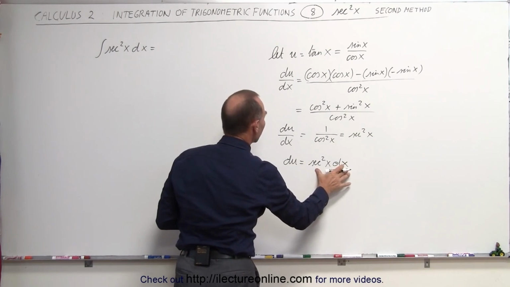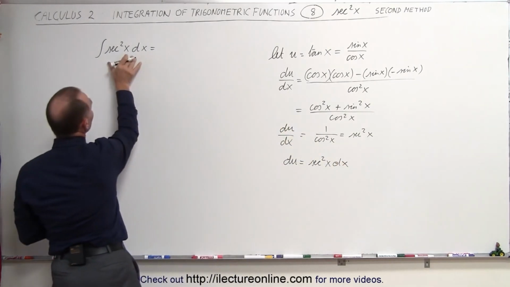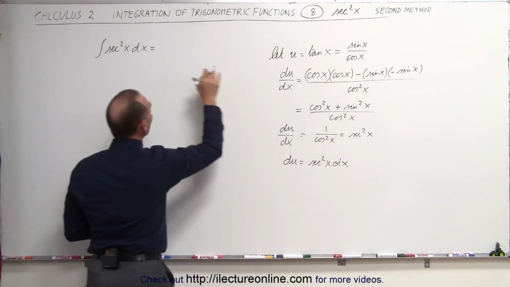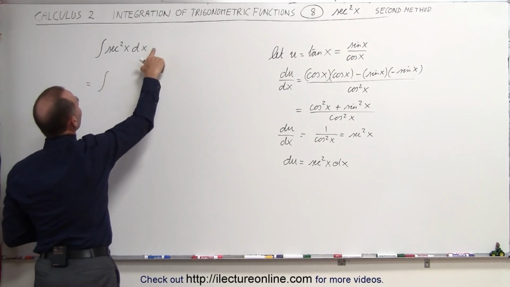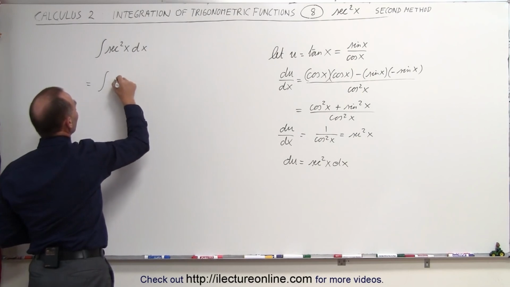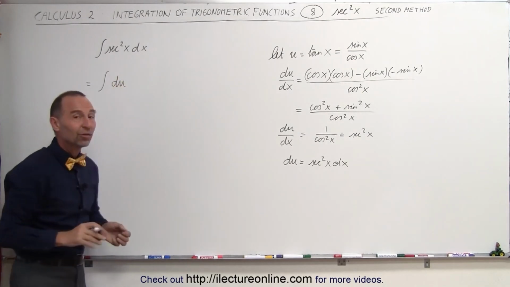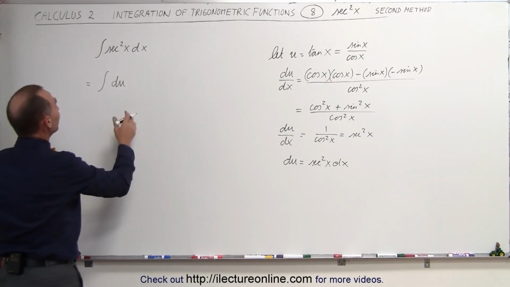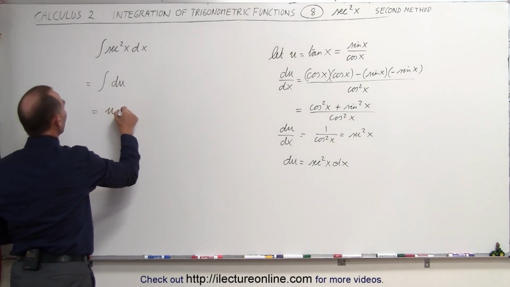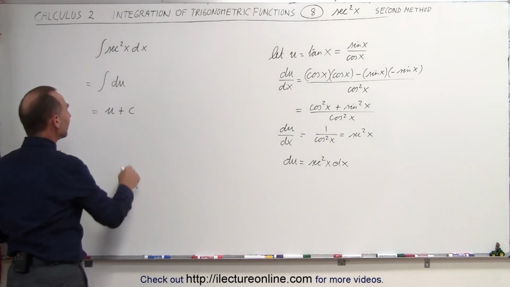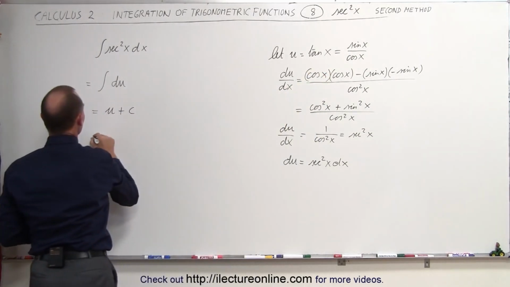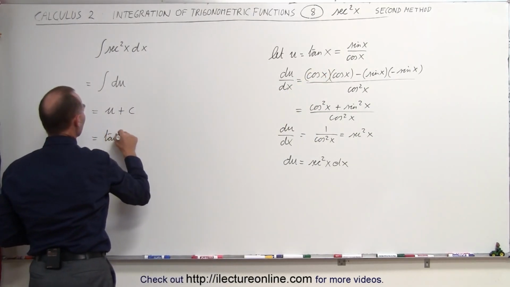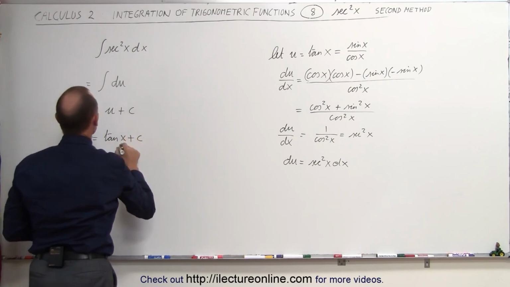If you look at the numerator, if you look at this here, and you look at this, you say, well, that's exactly the same, which means I can write this as the integral of, instead of writing secant square of x dx, I can simply write du. And of course, that's the easiest integral in the world. The integral of du is simply equal to u plus a constant of integration. And then u, since u was equal to the tangent of x, I can then say this is equal to the tangent of x plus the constant of integration.